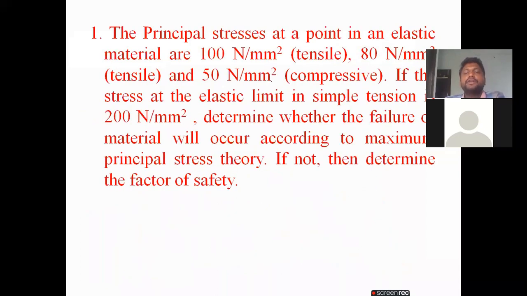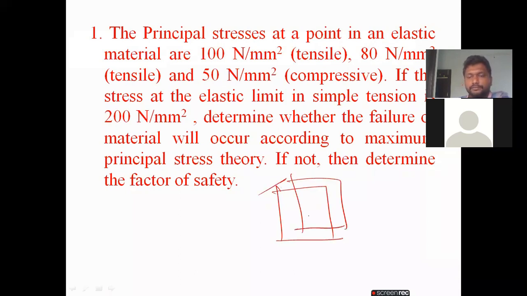Next, coming to the problem. So in this problem, it is a very easy one. If I consider a three-dimensional member, what happens? Okay, the theories we have discussed till now are the maximum principal stress theory and the principal strain theory.